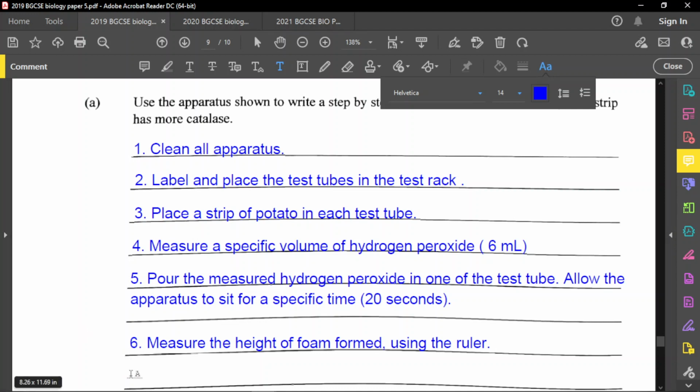And let me give you one more step after measuring the height of foam formed, which is step 7. You're going to say repeat. Notice I only said one test tube earlier, right? So you're going to repeat now.